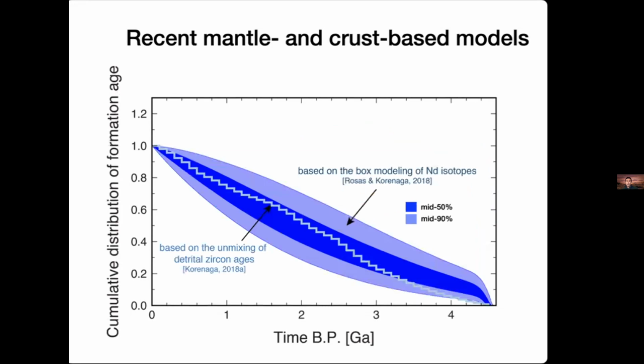This agreement is rather remarkable because these two estimates are based on entirely different kinds of data sets and also on entirely different methods. This zigzag line is based on the unmixing of detrital zircon ages, and this blue shading is based on this box modeling of neodymium isotopes.